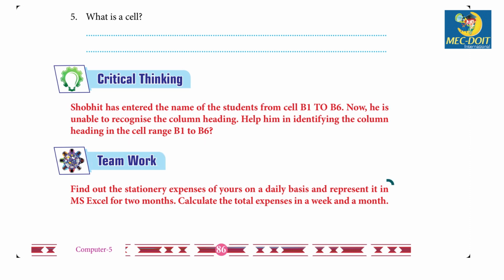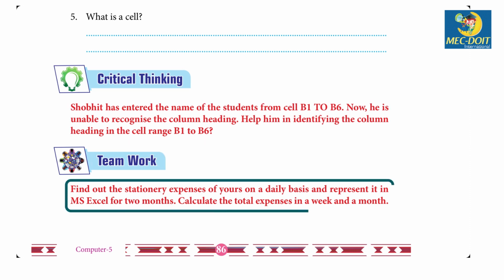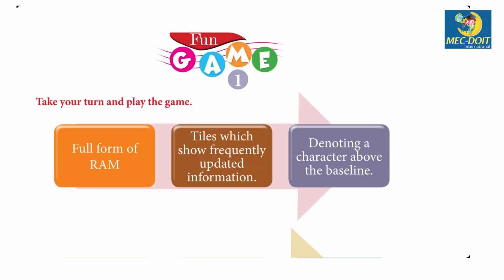Team work. Find out your stationery expenses on a daily basis and represent it in MS Excel for 2 months. Calculate the total expenses in a week and a month. Answer. Student will do it themselves.